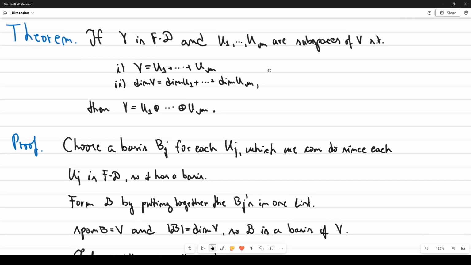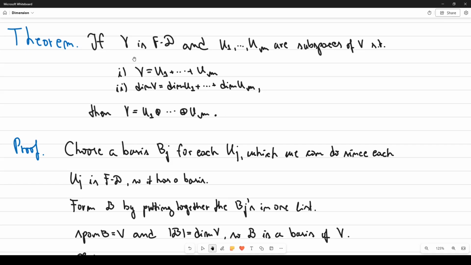And our final theorem for today: if V is a finite dimensional vector space and U1 to UM are subspaces of V such that their sum is equal to V, and the dimension of V is equal to the sum of the dimensions of the subspaces, then it follows that V is actually a direct sum of all of these subspaces.